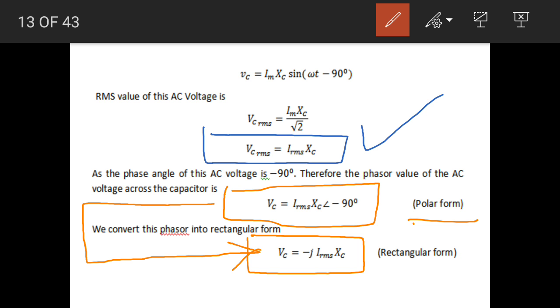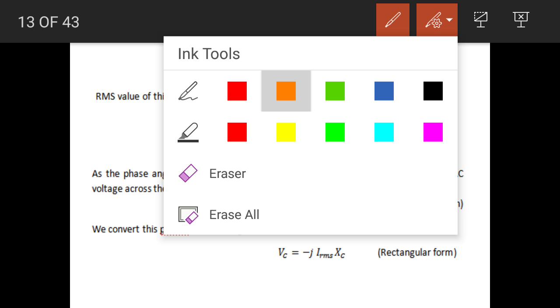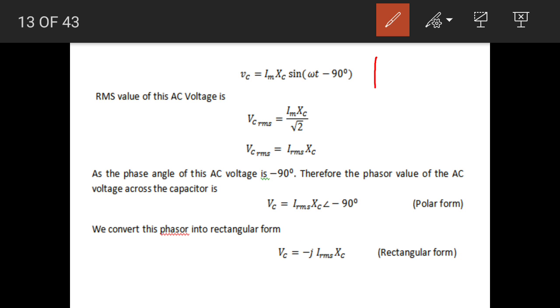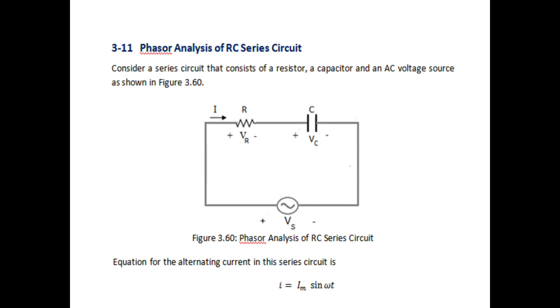So if we want to draw this phasor, it will be along negative y-axis. The phasor for the voltage across the capacitor will be along negative y-axis. We consider all the imaginary quantities along y-axis. Y-axis is known as the axis of imaginaries. So the phasor for the voltage across the capacitor will be along negative y-axis. We consider this series circuit once again. So let us go back to this series circuit.